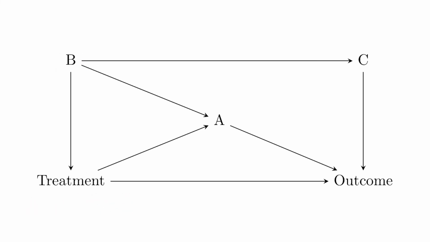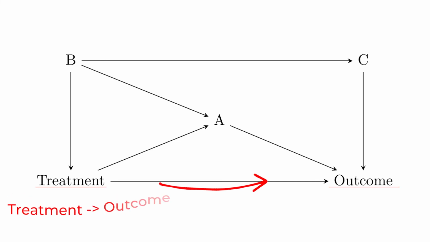So taking a look at this basic example, let's talk about what pathways we see here from treatment to outcome that would explain why treatment and outcome might be related to each other. One is the arrow from treatment to outcome. That is the direct effect of treatment on outcome.